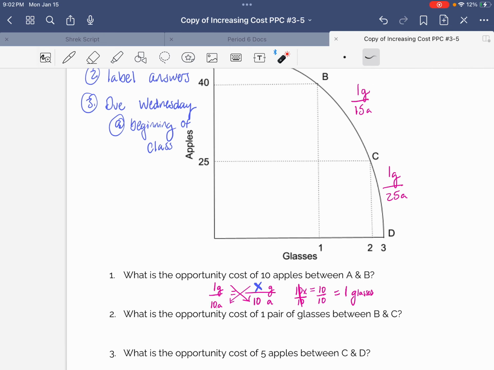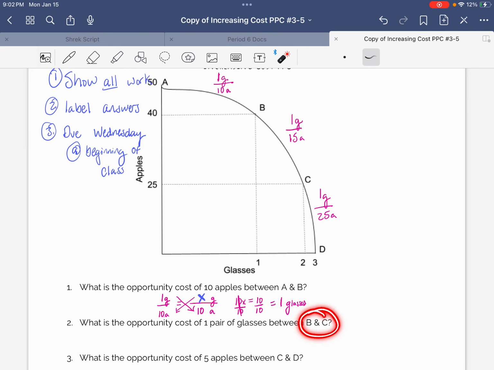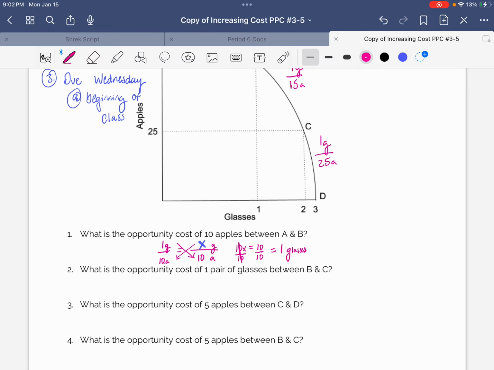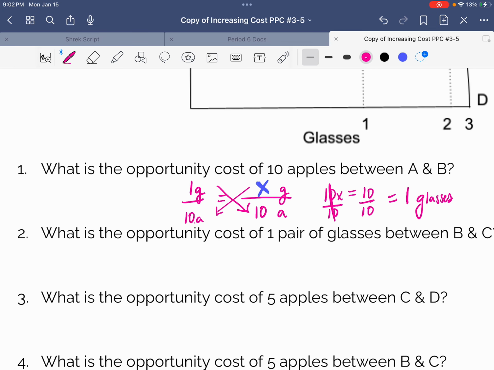So I gotta go back up to the graph, and I gotta find my beginning ratio for between B and C. Here is between B and C. Here's my beginning ratio, 1 glasses to 15 apples. So I'm gonna go back down here. Let me do this one in a different color. Let's do red, okay? So my beginning ratio between B and C is 1 glasses is equal to 15 apples.